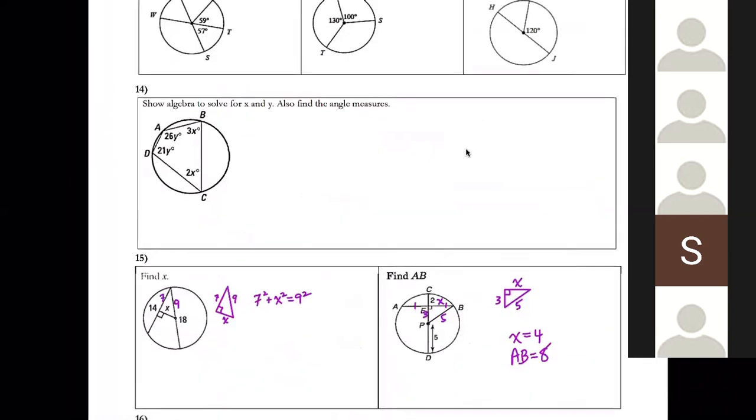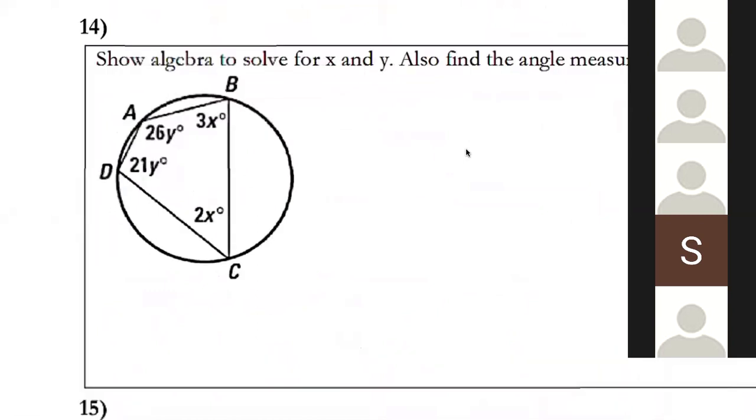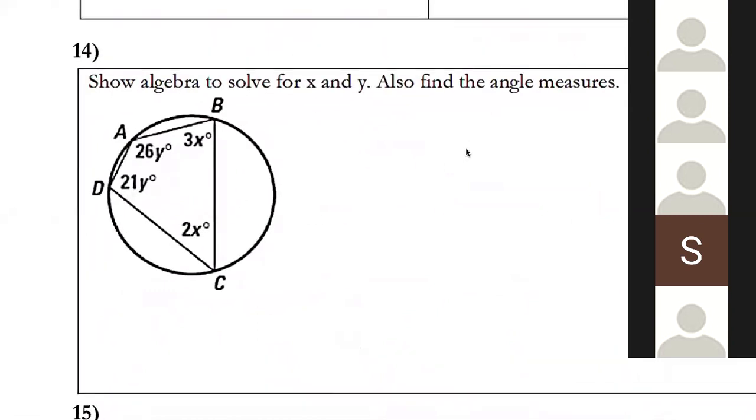Like number 14, what's the rule you'd have to know to be able to do this one? So if we have a quadrilateral inscribed in a circle, what's the rule that you have to know to get your equations? The opposite angles are congruent to each other. They're not congruent. Opposite angles are... Supplementary.